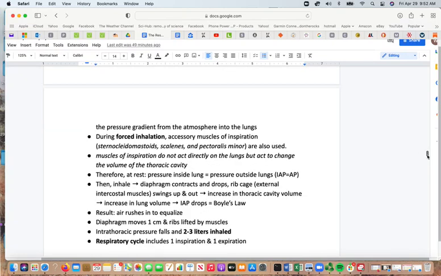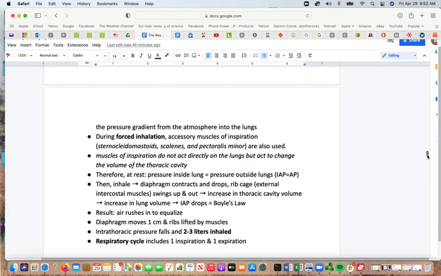During forced inhalation, you make that cavity even bigger using accessory muscles: the sternocleidomastoid, scalenes, and pectoralis minor. These muscles of inspiration don't directly act on the lungs, but they change the volume of the thoracic cavity, and that changes the volume of the lungs.